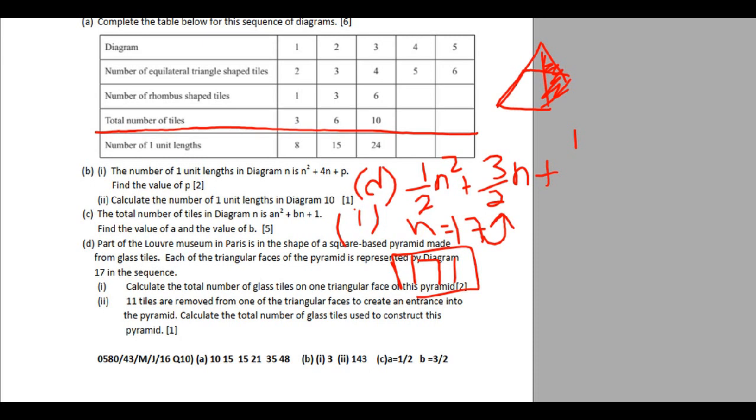And for part 2, it says 11 tiles are removed from one of the triangular faces to create an entrance into the pyramid. Calculate the total number of glass tiles used to construct this pyramid. So one of the triangles has 171 tiles, and we have 4 triangles in the pyramid, but 11 tiles from one face have to be removed. So the answer will be 673.